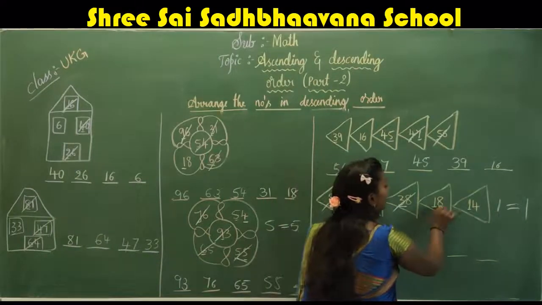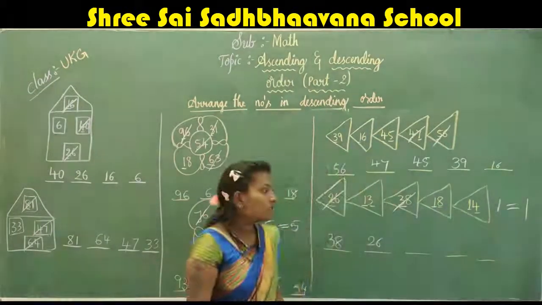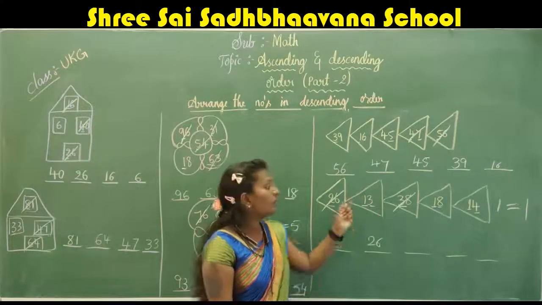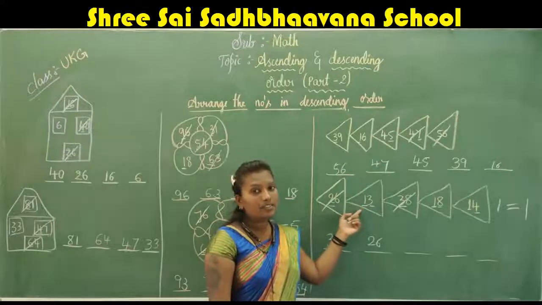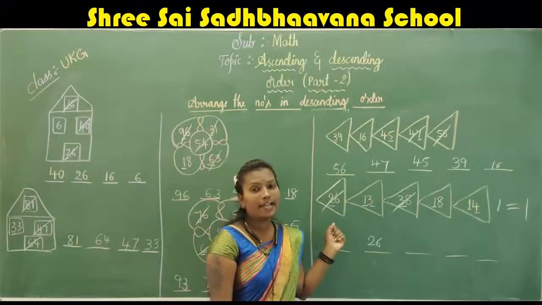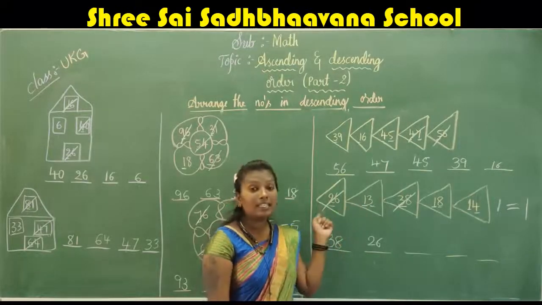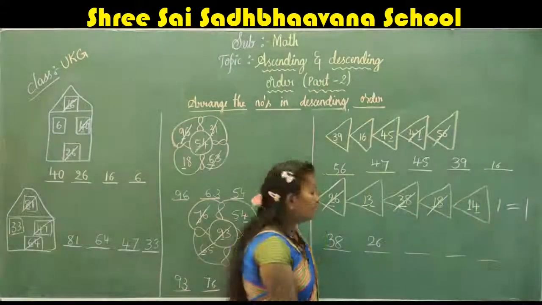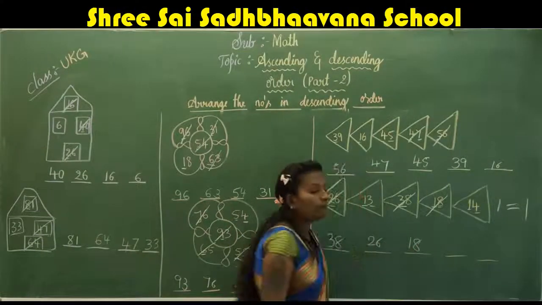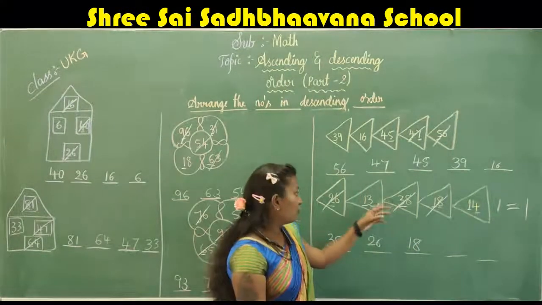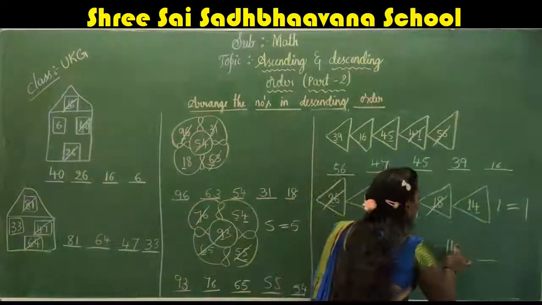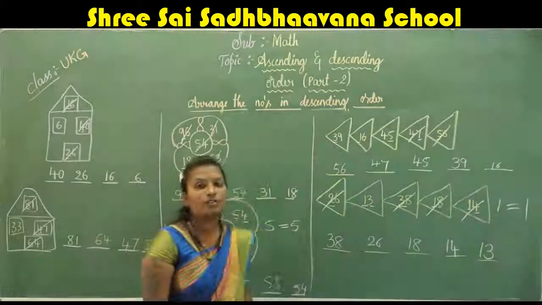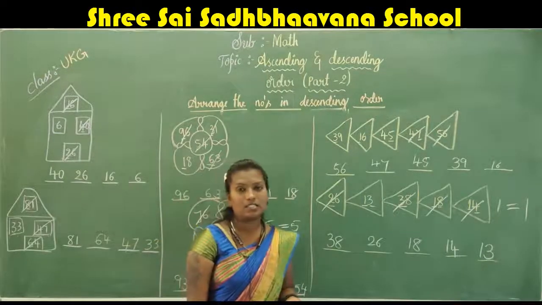So here 3 is there, here 8, here 4. So 3 is smaller than 8 and 4. Number 4 is bigger than 3, smaller than 8. But 8 is bigger than 3 and 4. So 18 is the biggest number. That number 18 we have to write in the third place. And 4 is bigger than 3. This number 14 we have to write in the fourth place. And the last number is 13. That one we have to write last.